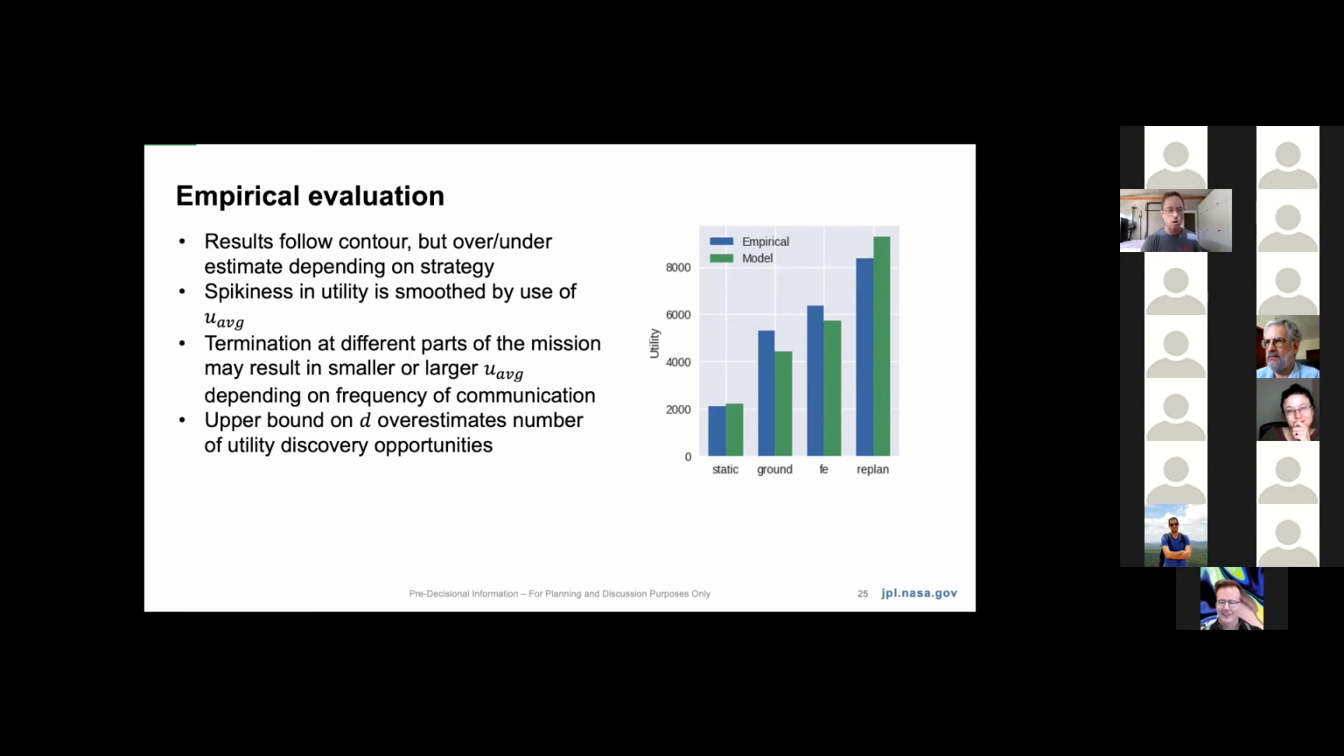A few things just to note about this: the results generally follow the contour that we expect based on our model. They over or underestimate slightly based on the strategy. We suspect there's a spikiness in the utility of our actual executed missions that's smoothed out in the model by using this average utility per task. Some tasks are worth more than others, and we only actually accrue the utility from those tasks when we successfully downlink the data. And so that may explain some of the discrepancy there. The upper bound on D overestimates the number of utility discovery opportunities.